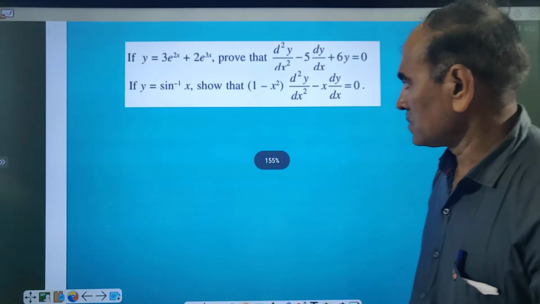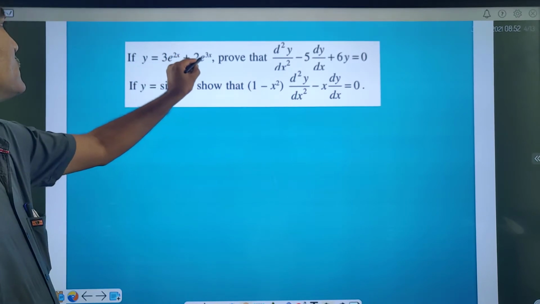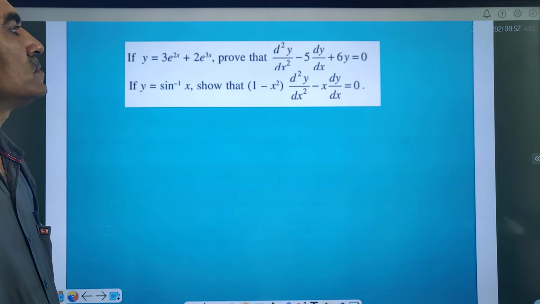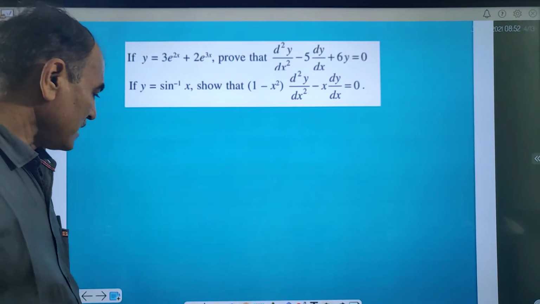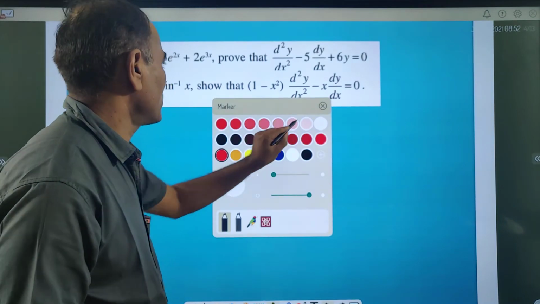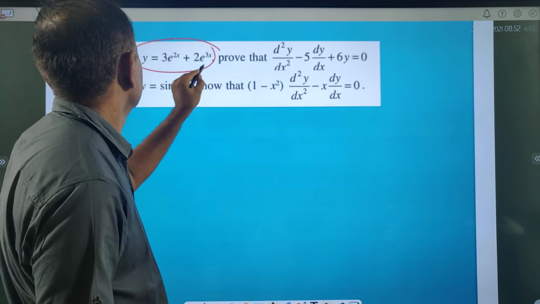y is equal to 3e^(2x) plus 2e^(3x). Then prove that this thing is equal to 0. Right now I am giving this sum for homework. This type of sum we are going to see after 1 or 2 slides.